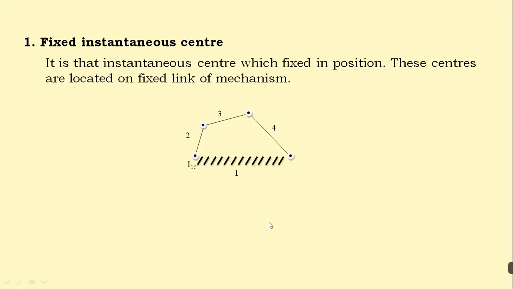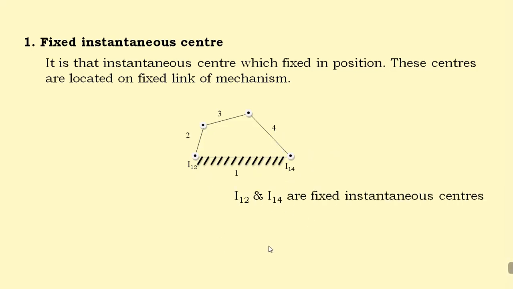Got it? Next, here I am giving the names also. There is I12 and I14. The joint between 1 and 2 is I12, and the joint between 1 and 4 is considered as I14. So these are the names we can give for the fixed instantaneous centers. So I12 and I14 are two fixed instantaneous centers in the 4-bar mechanism. Okay. So the revolute joint points related to the fixed link are the fixed instantaneous centers that we need to understand here. And the next thing, permanent instantaneous center.